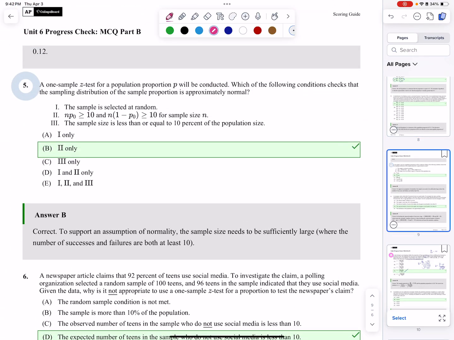A one sample z-test for a population proportion will be conducted. Which of the following conditions checks that the sampling distribution of the sample proportion is approximately normal? For normality, remember, it's going to be large sample size, and so that's going to be this one here, only this one. Large sample size is what shows normality. With proportions, it's np and nq. With means, it's n greater than 30, which is not in this unit. You'll get to that on the next unit.